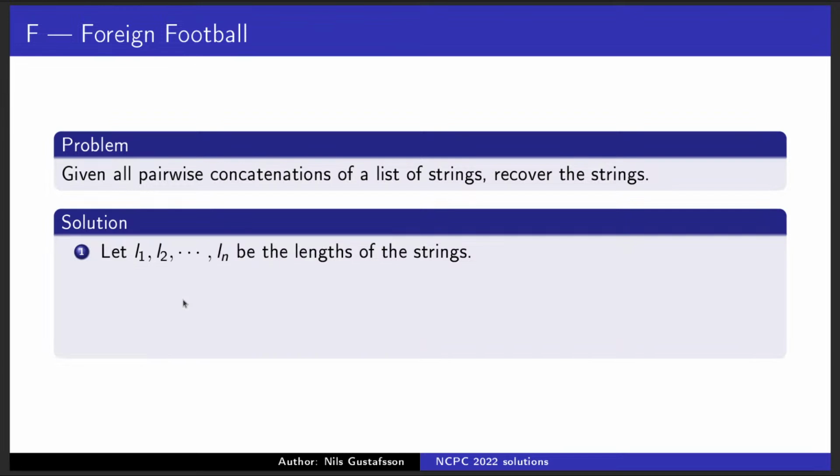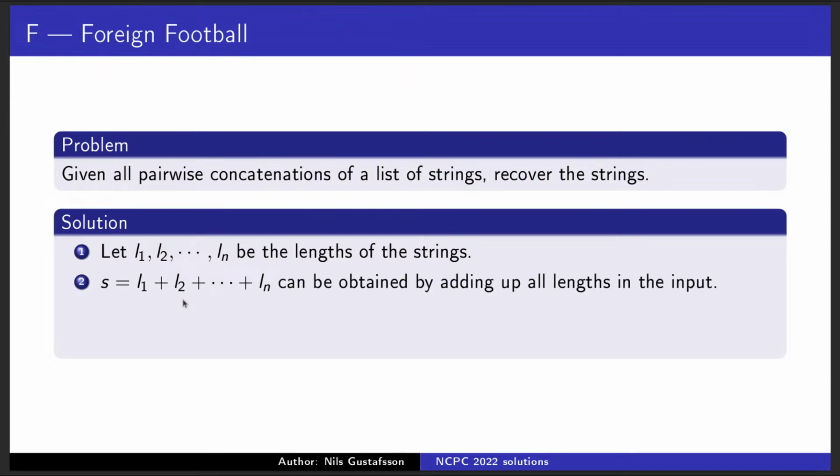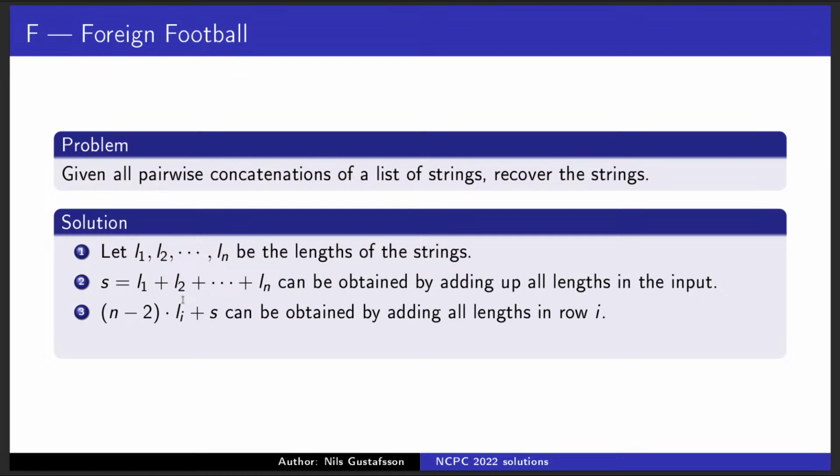So since you know all of the concatenations, then you also know all of the pairwise sums of length. So to figure out these lengths, you basically have a bunch of linear equations. You have a really big linear system of equations that you should solve. You don't have to use any fancy methods for solving it because it's a very special system of equations.